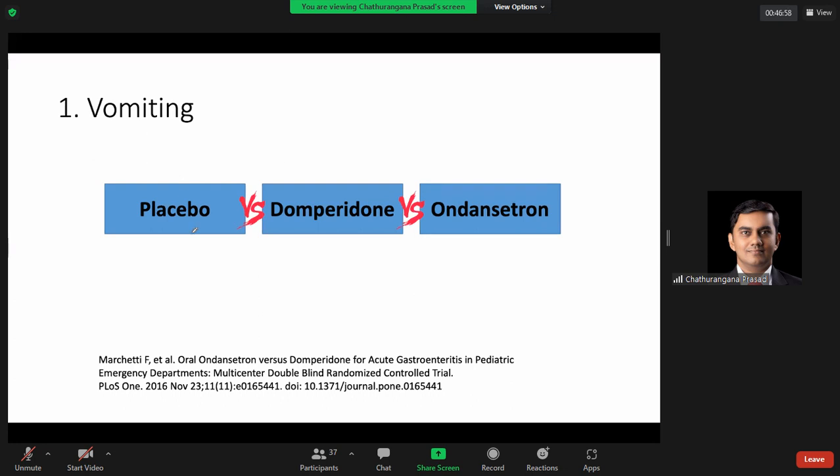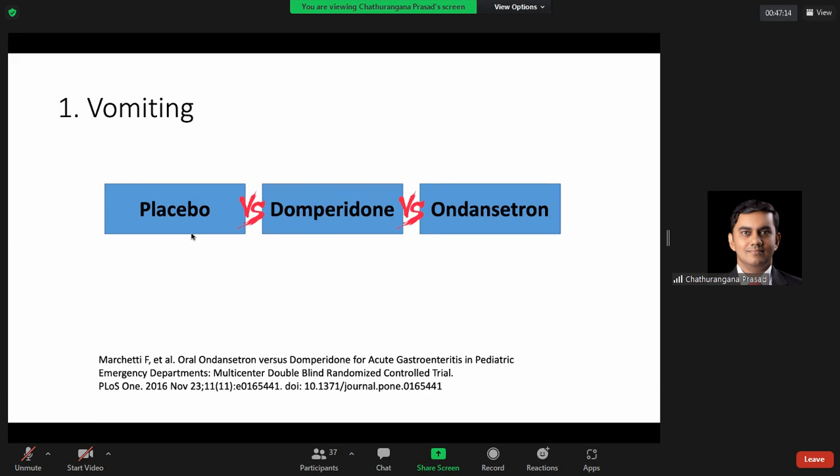So in this study, they were looking at how long it took to settle the vomiting, how many of them required IV fluids, how many of them could be discharged from the OPD after a few hours of observation, and how many of them required admission.